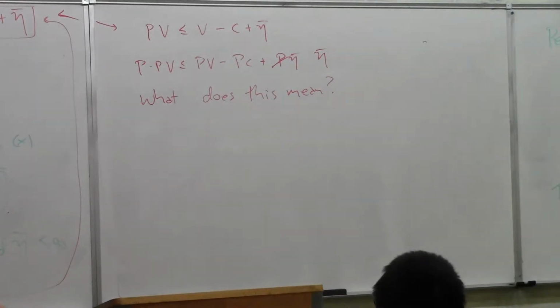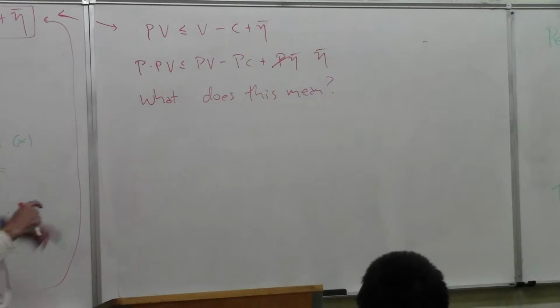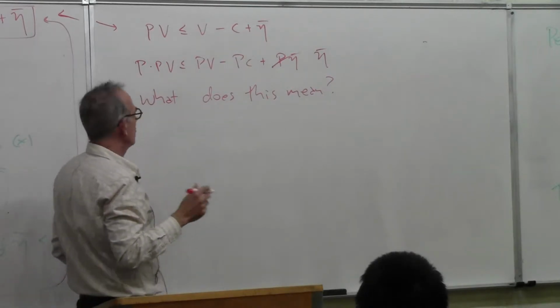PH is a conditional expectation of a function one step in the future, given where I am right now. So if H doesn't depend on the state, it's just a constant. But what do I mean by P dot P? We will see.